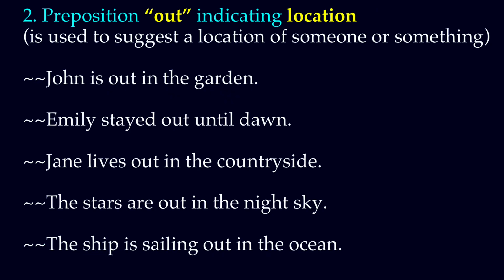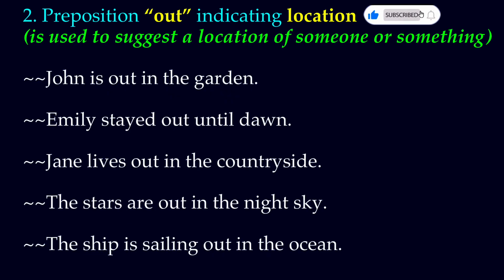2. Preposition out indicating location is used to suggest a location of someone or something. Jean is out in the garden. Emily stayed out until dawn.